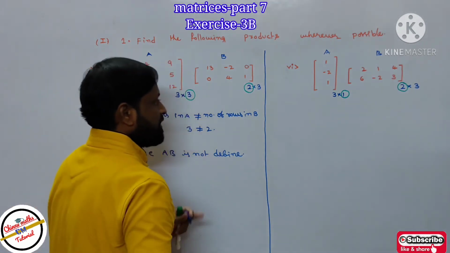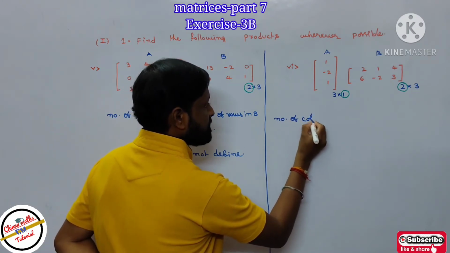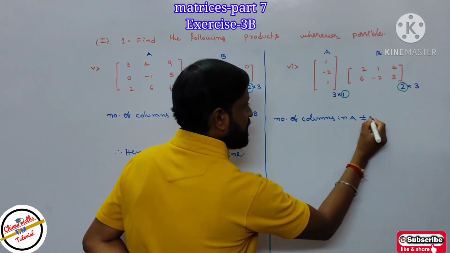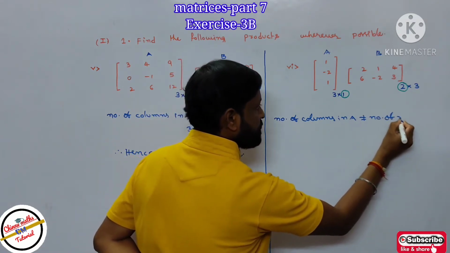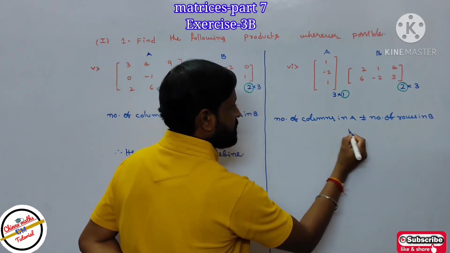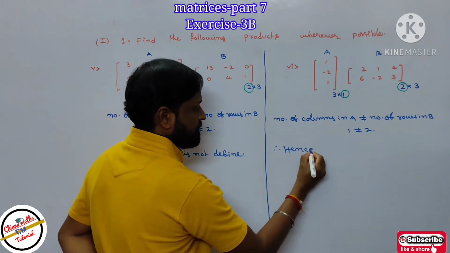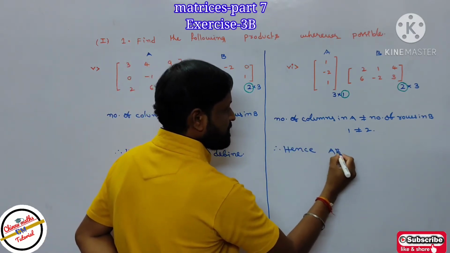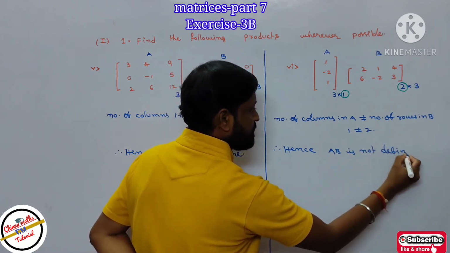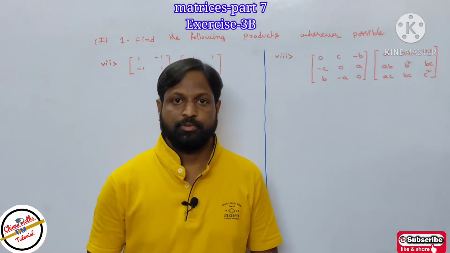So clearly you have to write the number of columns in A is not equal to the number of rows in B. So that means 1 is not equal to 2. Hence the product AB is not defined. That means the product AB is not possible. Next problem we discuss.